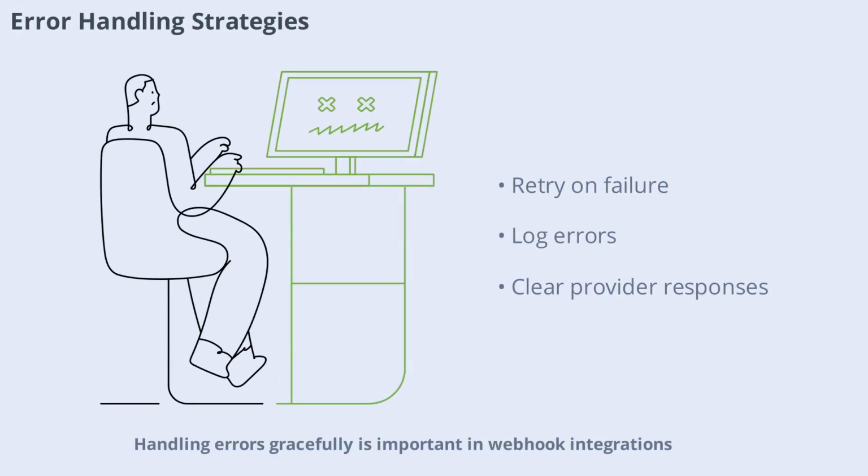Handling errors gracefully is important in webhook integrations. If a webhook delivery fails, consider implementing retries with exponential backoff. Log errors for monitoring and debugging, and provide clear responses to the provider when something goes wrong. Robust error handling ensures your integration remains reliable even when issues arise.